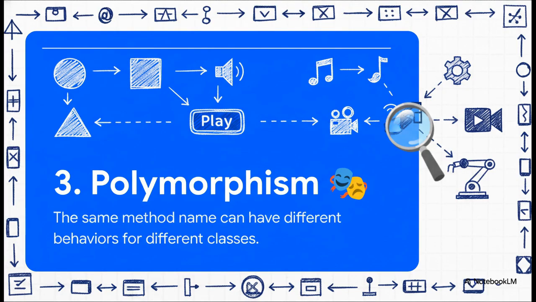Pillar number 3 is polymorphism. It's a fancy word that just means many forms. The idea is that you can have one single name or one interface that can mean different things depending on the context. In our code, it means we can call the exact same method on different objects, and each one will respond in its own special way.